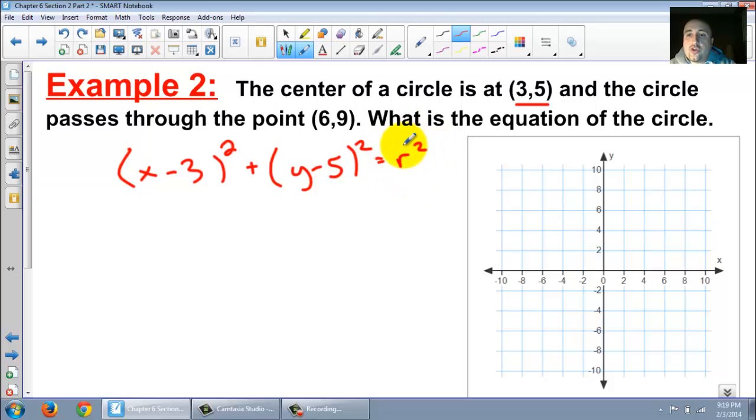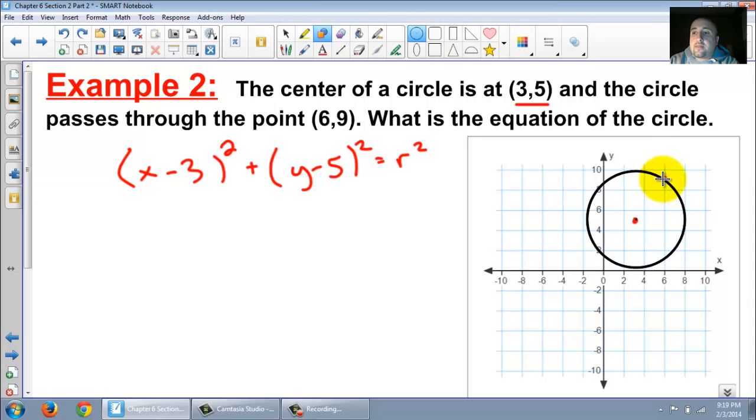Okay, so I'm going to draw this picture here of what it tells us. It says the center is at (3, 5). So 3 and 5 up. That's a pretty good idea of (3, 5). And (6, 9) is a point that's on our circle. Okay, so I'm going to draw my circle based on that point. I'll start at the center. All right, so there it is.